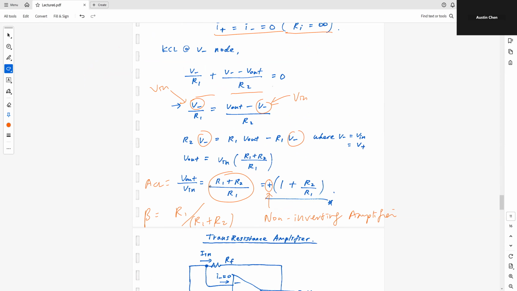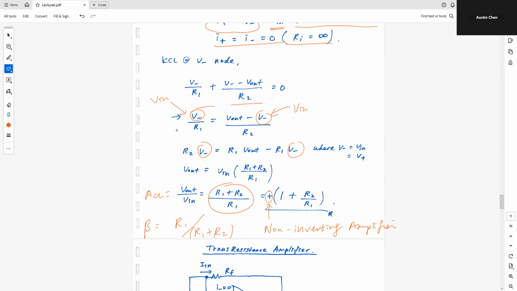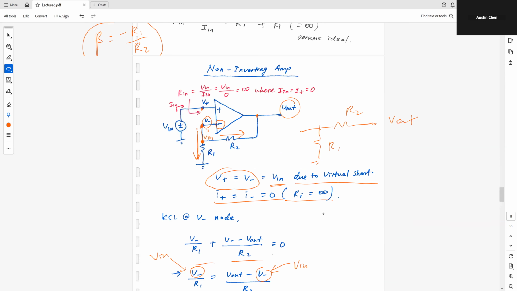And if you look at this non-inverting op-amp configuration, we're basically sampling part of the signal from the V out and passing it through this beta network, which consists of R2 and R1. This is V out, and from there you can determine your beta network, which is basically just a ratio, R1 over the sum.